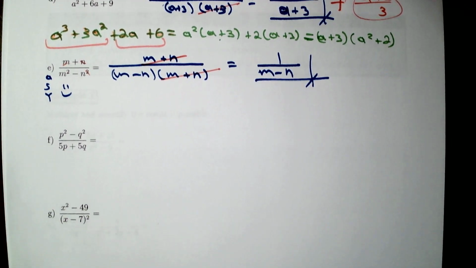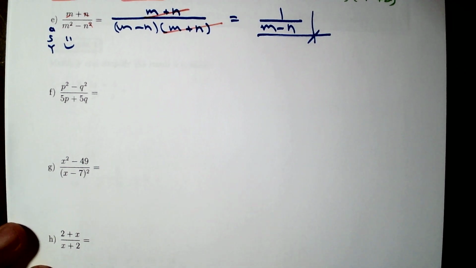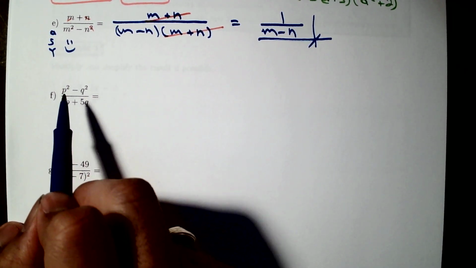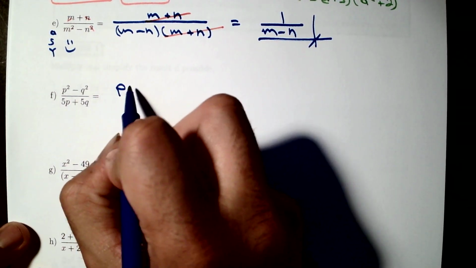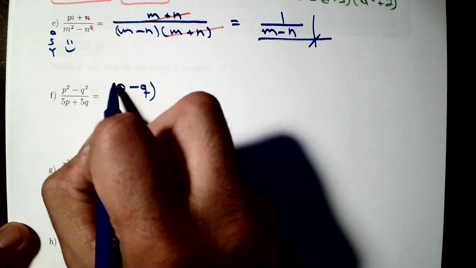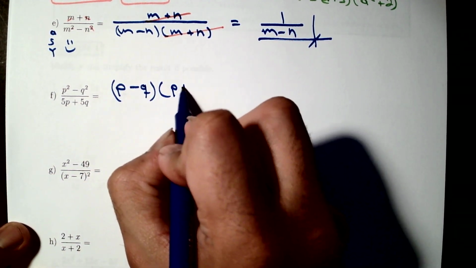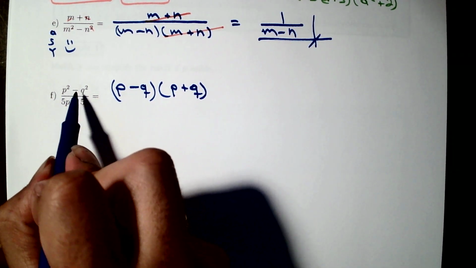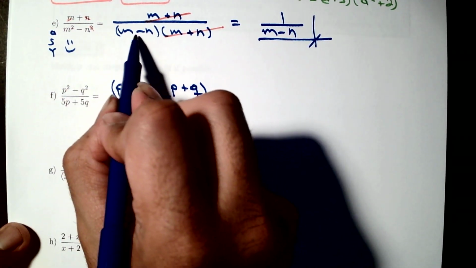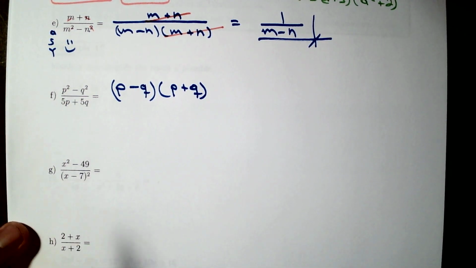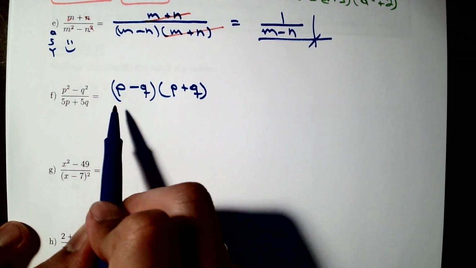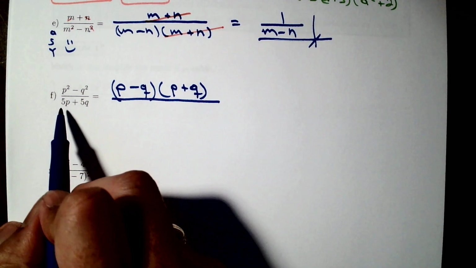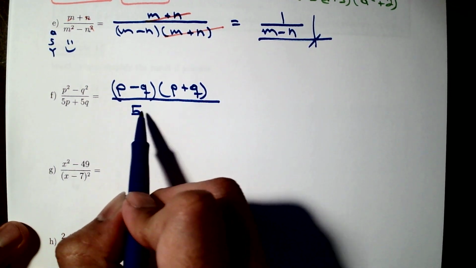Letter F. Let's see. Very similar to letter E. However, number 1, p minus q times p plus q. Where am I getting this from? Well, this is a difference of squares. Just like m squared minus n squared, m minus n, m plus n, p squared minus q squared is the same, just change the letters. And then in this case, we can factor out the 5.